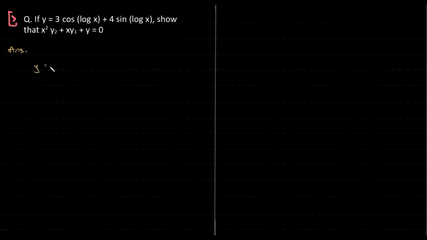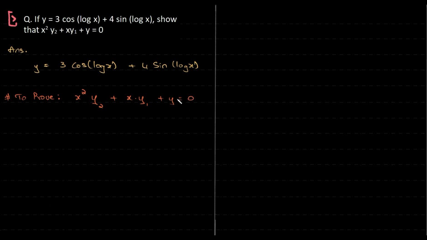If y is equal to 3 cos of log of x plus 4 sine of log of x, we need to prove x square times the second order derivative of y, plus x times the first order derivative of y, plus y is equal to 0, right? So this is all the things that we need to do.